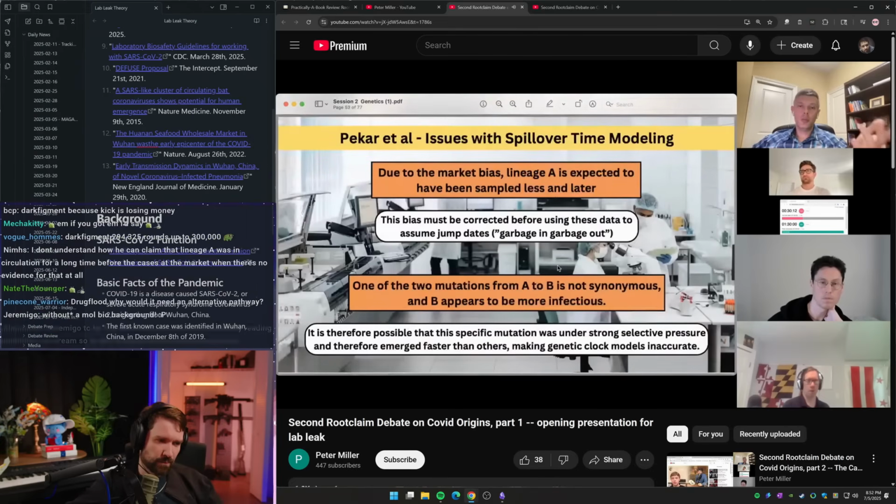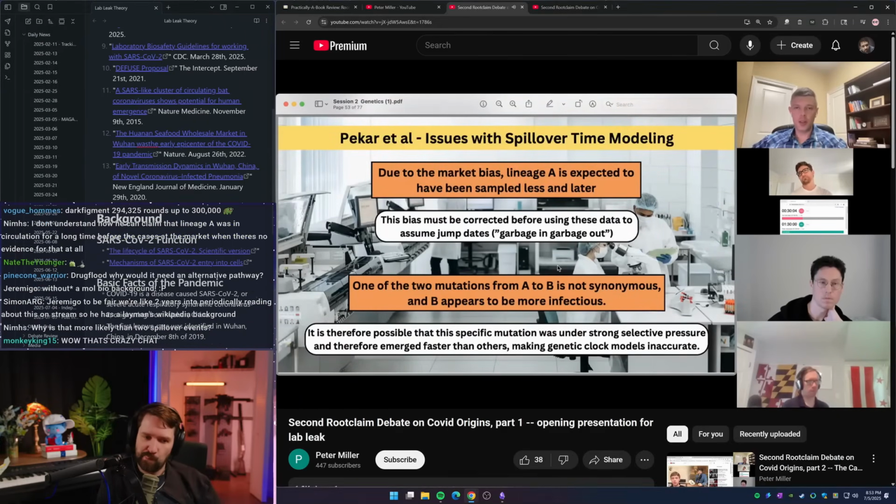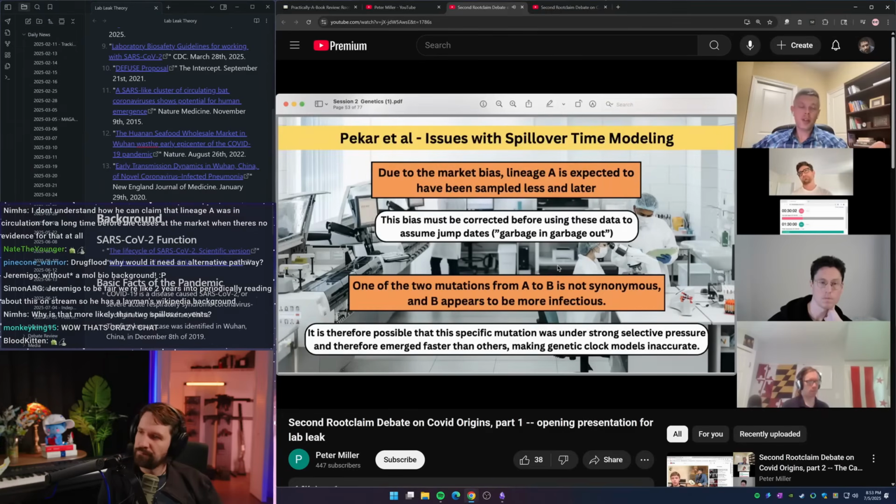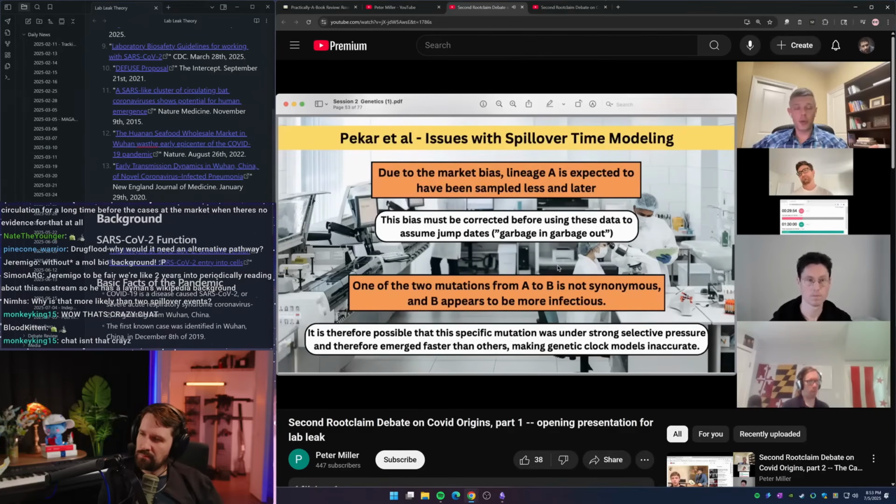And also, the market was the biggest super spreading location that was noticed first in Wuhan, and everyone with a connection to the market was sampled first, because you actually needed a link to the market to get a COVID diagnosis in Wuhan early on. And so that's not true.